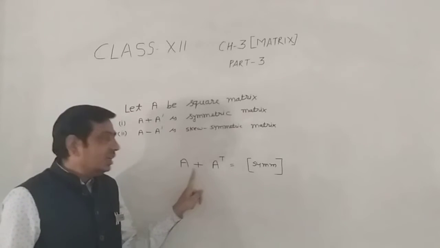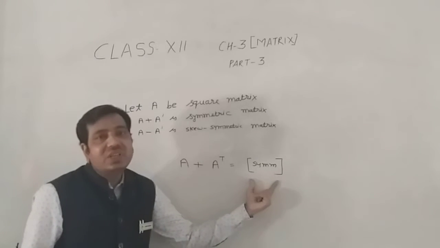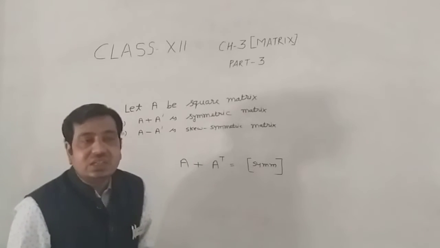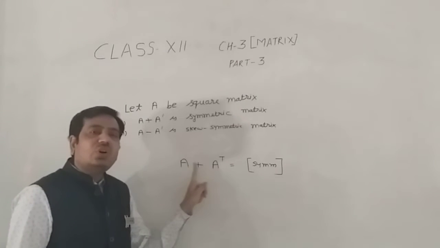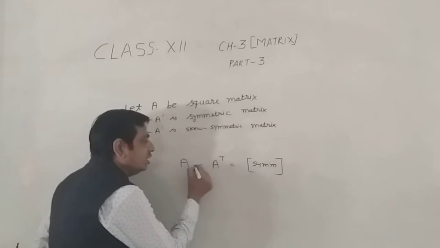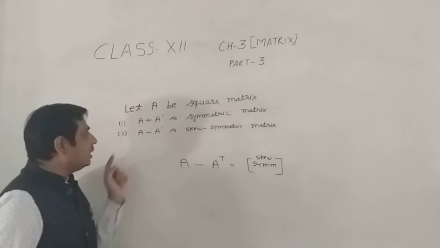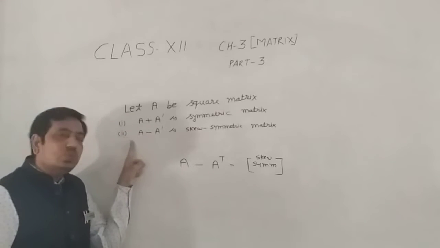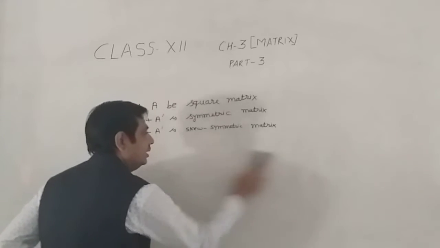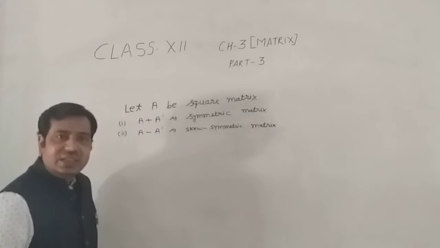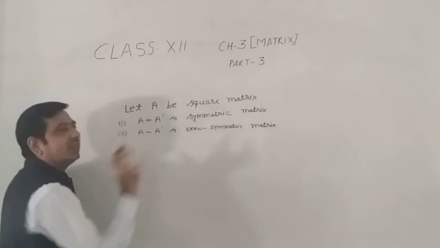But if we add the transpose of this matrix to this matrix, we get a new matrix which is symmetric in nature. This is first. Second, if we subtract the transpose of this matrix, then the new matrix is a skew symmetric matrix. Today we will discuss these two properties. Okay class, so let's take the first. What I am saying is that if you add the transpose of this matrix, you get a symmetric matrix.